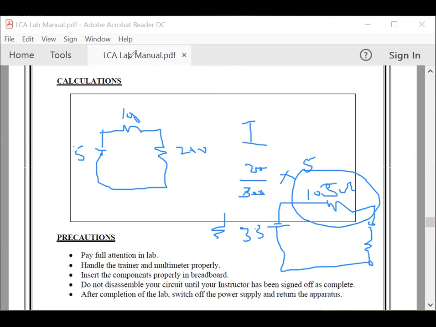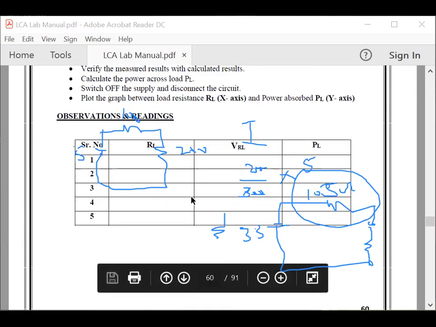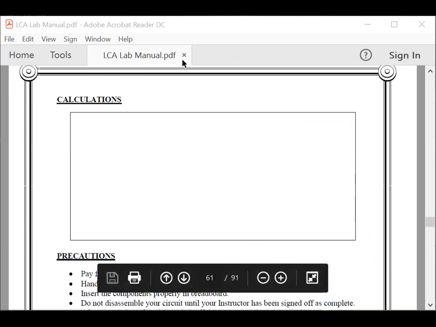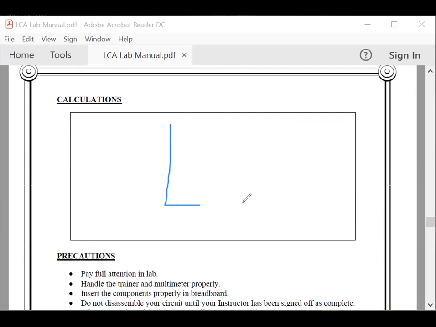at RL, VRL and PL. Find the formulas, find the voltage and find the power. Then you will have a graph. You must draw this graph when you fill this table. How can you draw the graph? On the x-axis you will take RL, on the y-axis you will take P, which is equal to I square R.